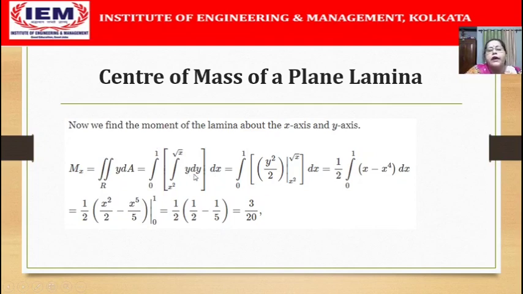So y dy, as we integrate, we get y square by 2. And we will now put the limits. As we put the limits, we get here x minus x to the power 4, so this is integrated with respect to x. So what we get? Half outside, x square by 2 minus x to the power 5 by 5. Limits are from 0 to 1. As we put the limits and simplify, the answer is going to be 3 by 20.